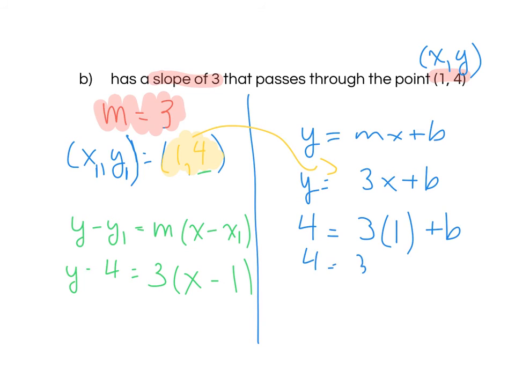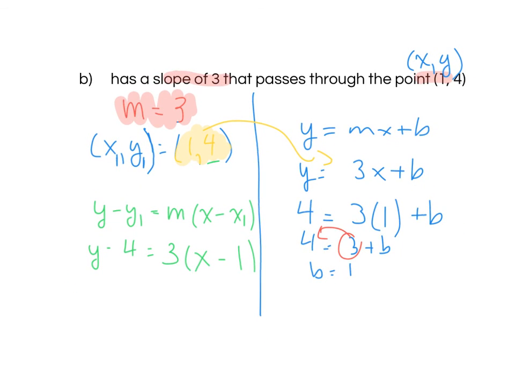So 4 equals 3 plus b. Moving my 3 to the other side of the equation, I get that b is equal to 1. And so now I can go ahead and start with my equation in the form y equals mx plus b, so that way you have fewer equations to work with. So I would go back to my original, which was y equals 3x plus 1.